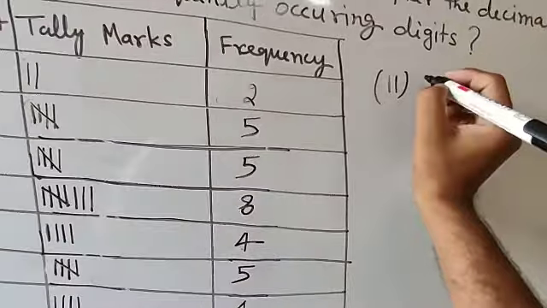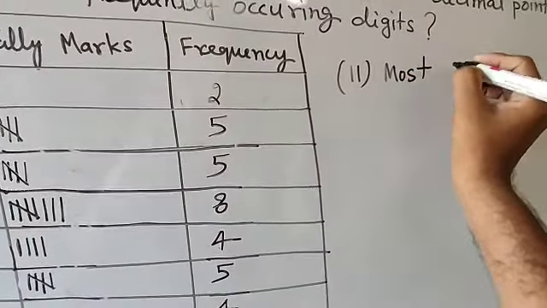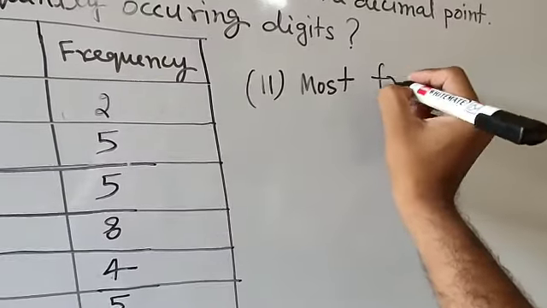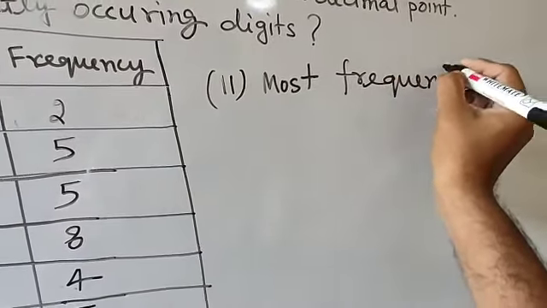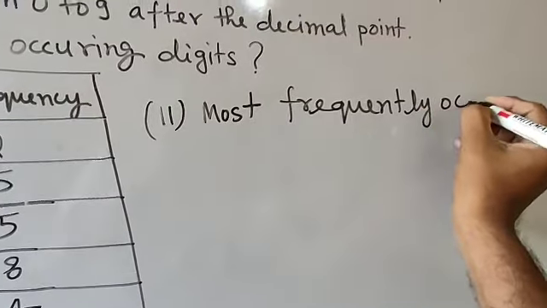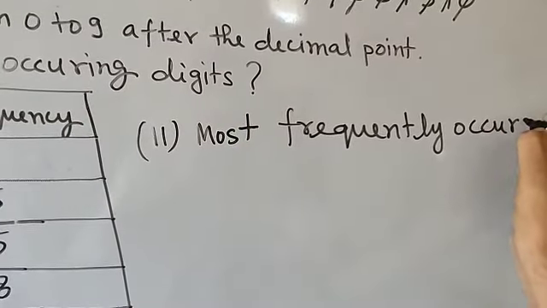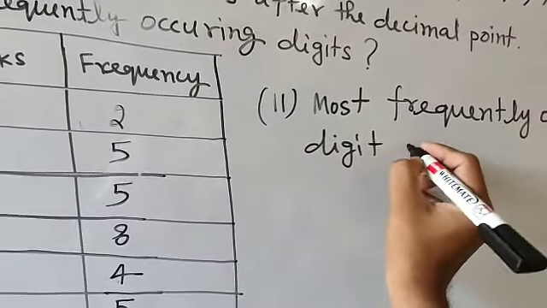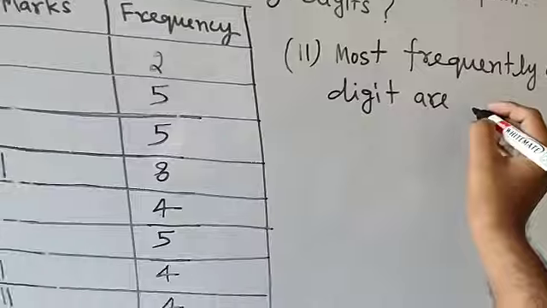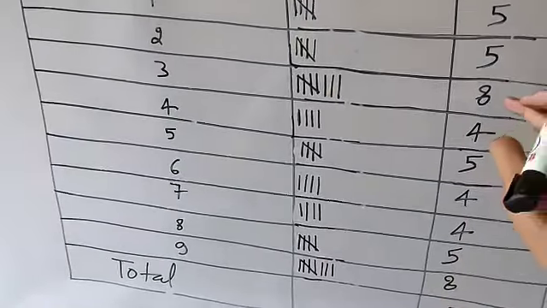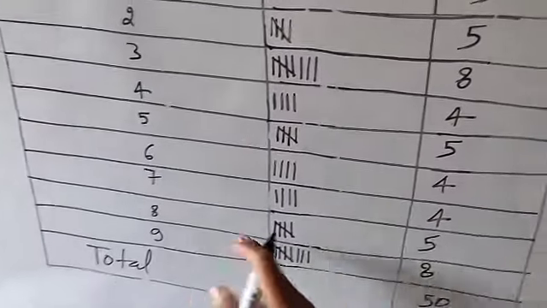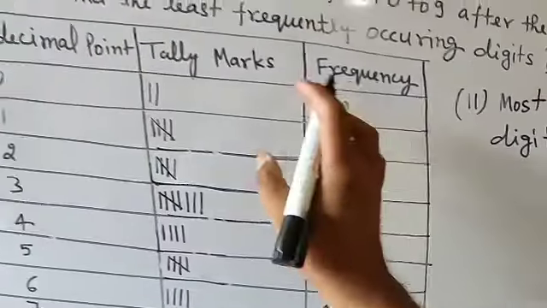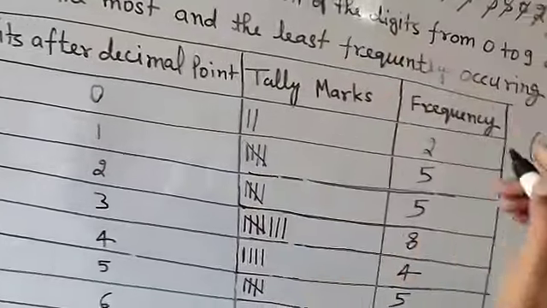So here you can write most frequently occurring digits are, two digits are there which are occurring 8 times. One is 3 and the second is 9. So 3 and 9. And again it is asked which is least.